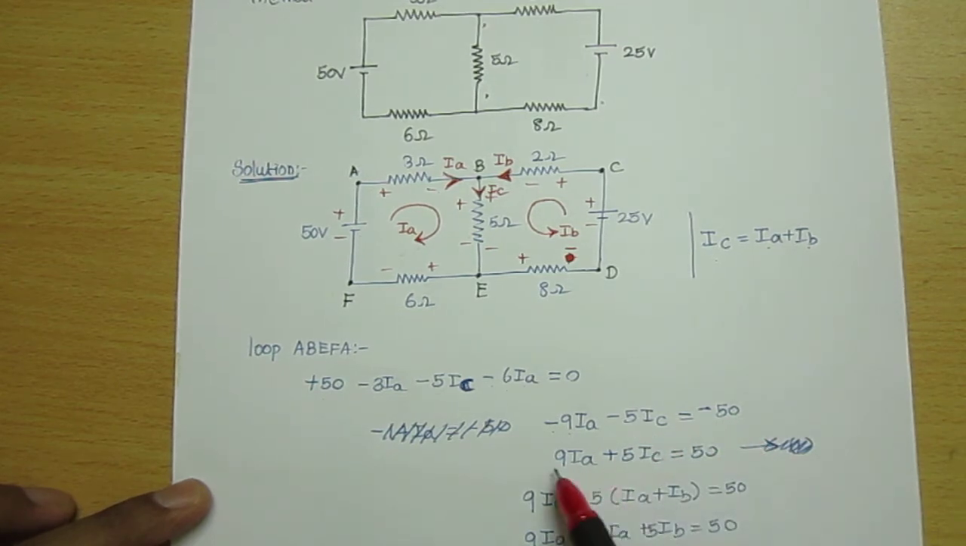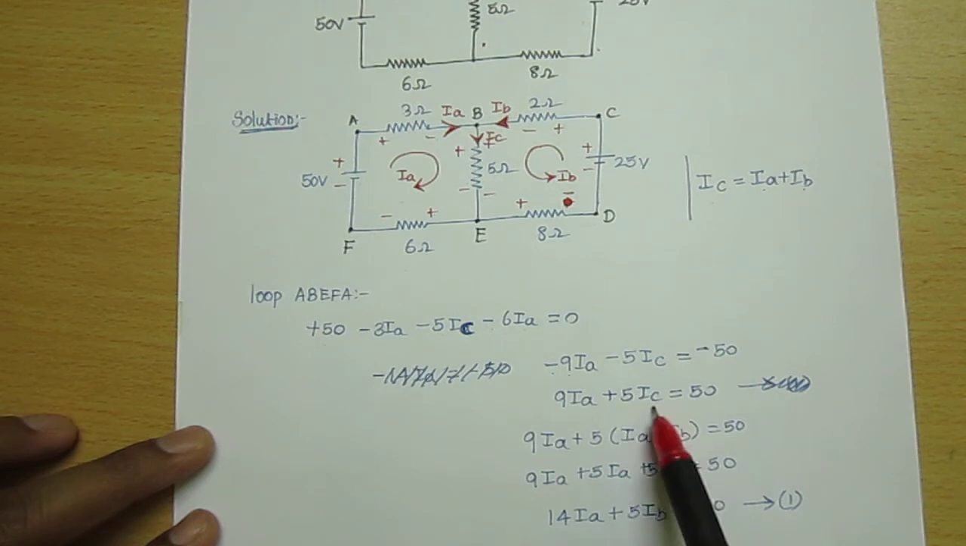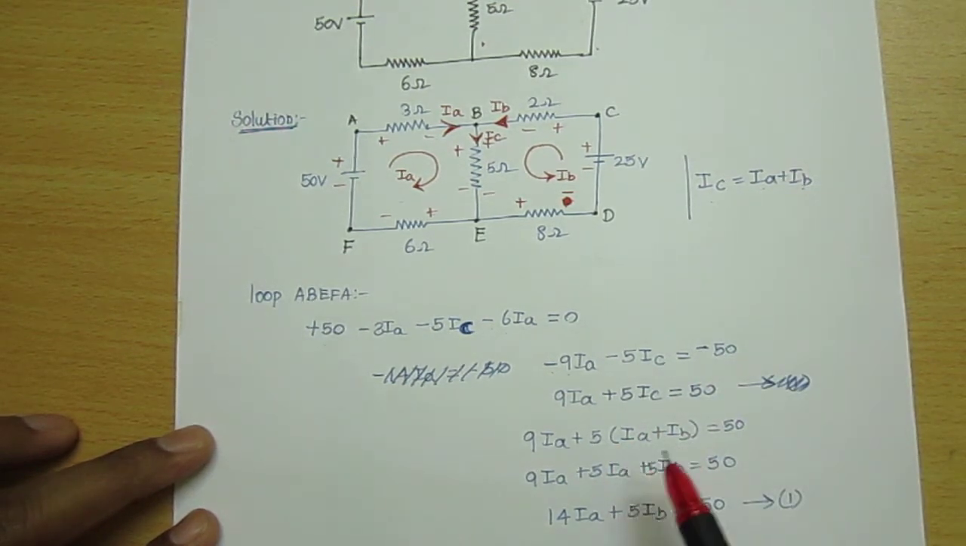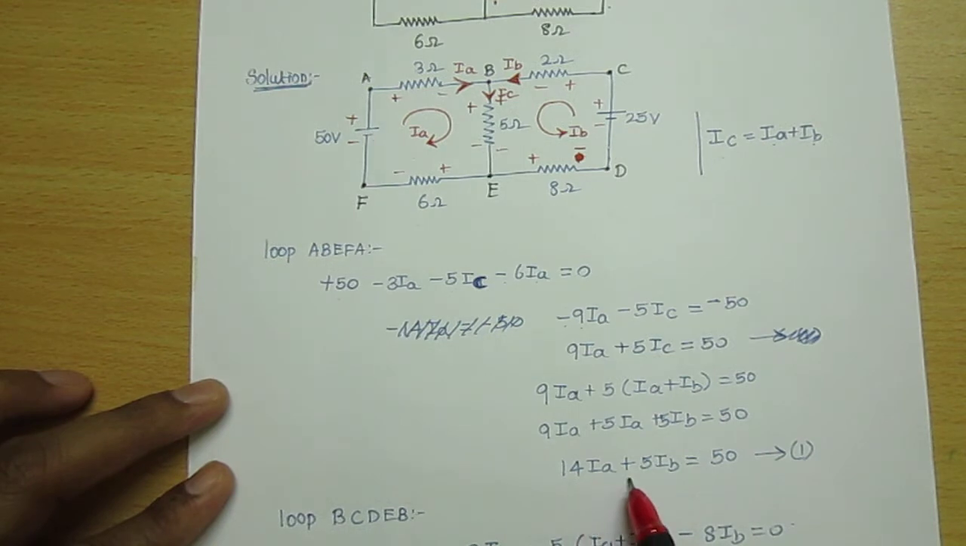So here again I am taking minus as a common, so we will get 9IA plus 5IC is equal to 50. So now instead of IC, already I have seen IC is equal to IA plus IB. If you substitute that value, you will get the equation 14IA plus 5IB is equal to 50.